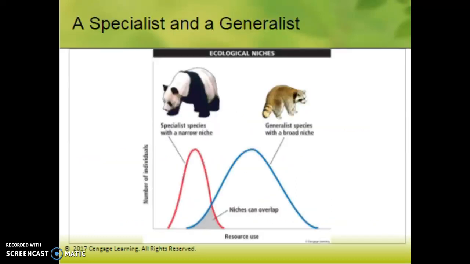Here's a graph that shows that. I'm not going to talk a lot about it, but this has popped up on old AP exams. We're talking about resource use along the bottom, number of individuals. You see where you've got niche overlap, so there's going to be some competition there, things along those lines.